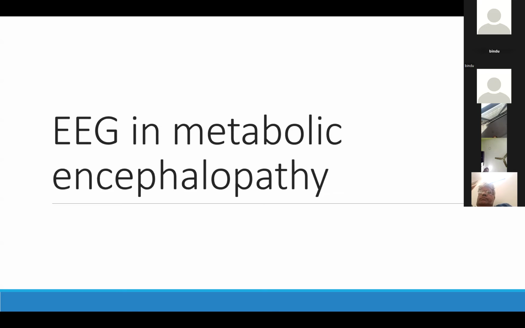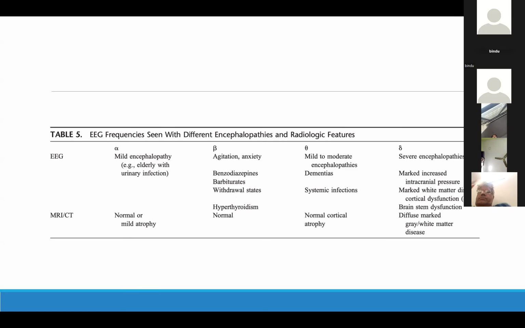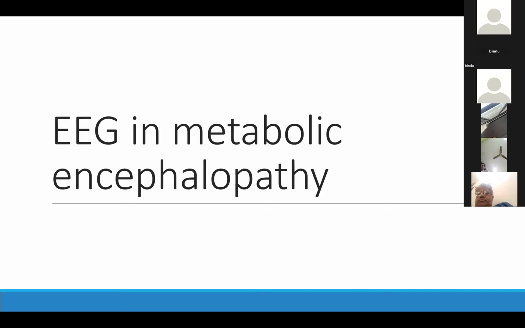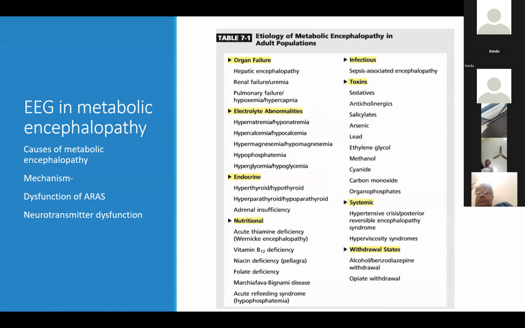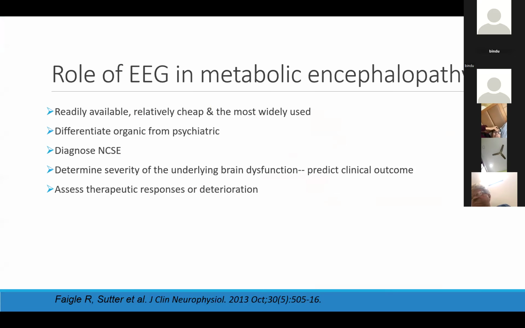Coming to reactivity, pathological alpha can be differentiated from normal background alpha by the presence of reactivity. Coming to EEG in metabolic encephalopathy. Metabolic encephalopathy, as we all know, is a brain condition caused by severe organ failures, electrolyte abnormalities, endocrine, nutritional, toxic, as well as systemic causes, which finally leads to neurotransmitter dysfunction in the brain and involves dysfunction of the ascending reticular activating system.